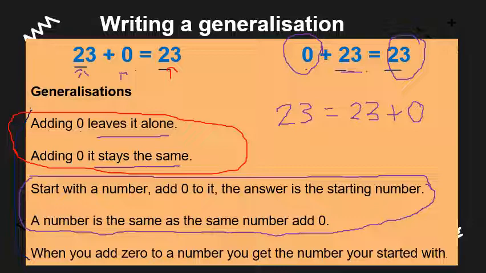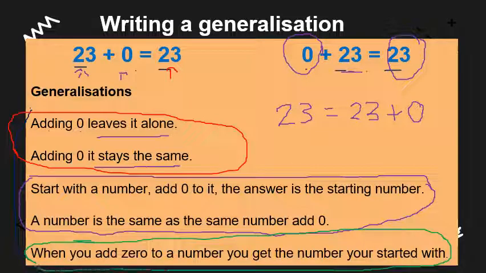And lastly, I like to think of this one down the bottom as kind of the plain English language version. When you add 0 to a number, you get the number you started with. So you could slot in any number. You could have 7, you could have 99, add 0 to the number, and you still end up with that first number you started with. So these ones down the bottom are probably the better generalizations compared to these shorter ones up here, which are open to interpretation and are a little bit vague.